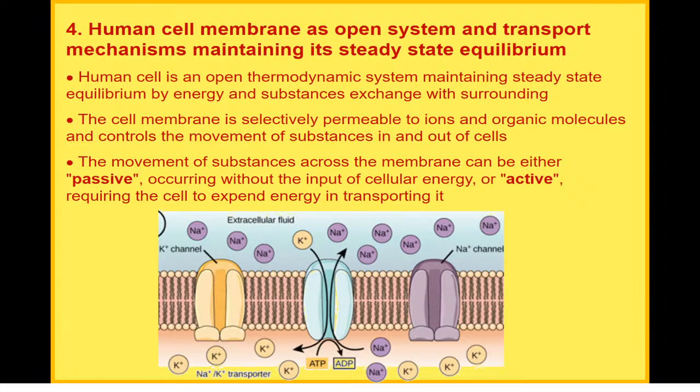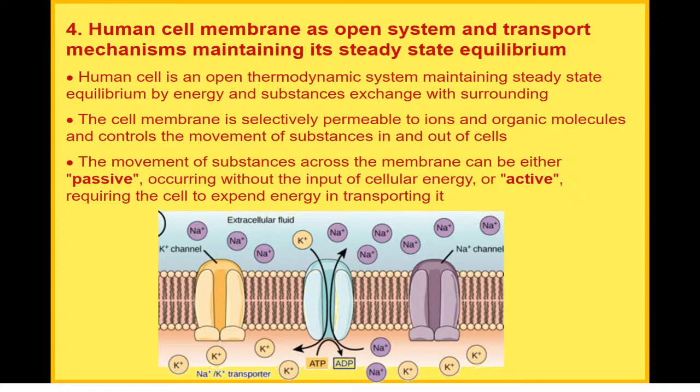The human cell is an open thermodynamic system maintaining steady state equilibrium by energy and substance exchange with the surroundings. The cell membrane is selectively permeable to ions and organic molecules and controls the movement of substances in and out of the cell. Please pay your attention.